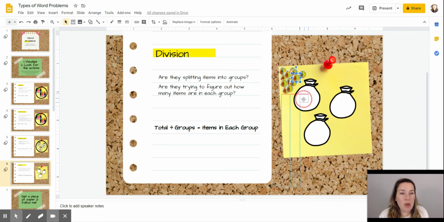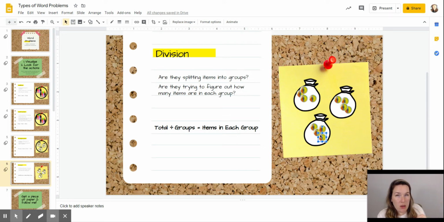And we're going to be splitting them one by one into our groups to try to figure out how many items are in each group. We go one by one to split them up. There's 4 marbles in each group. So we divided 12 marbles and we split them equally into 3 groups. So this would be 12 divided by 3 equals 4 because there's 4 in each group.